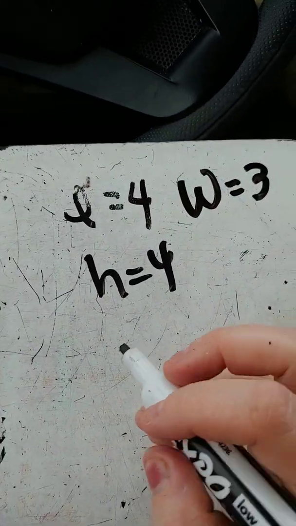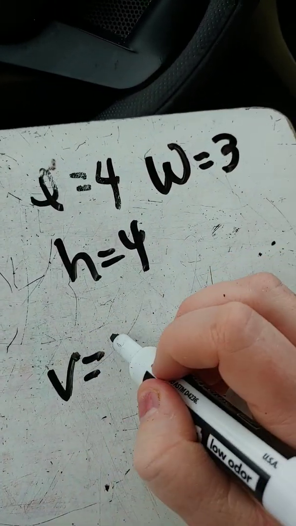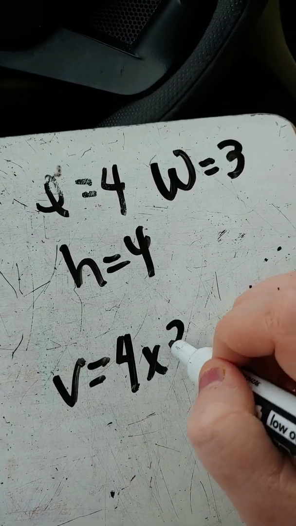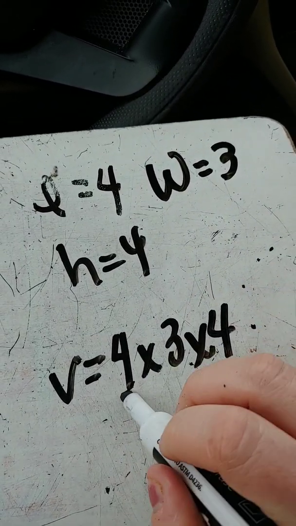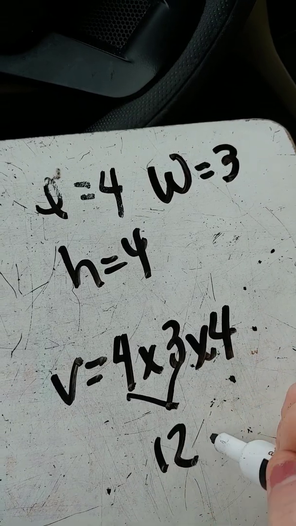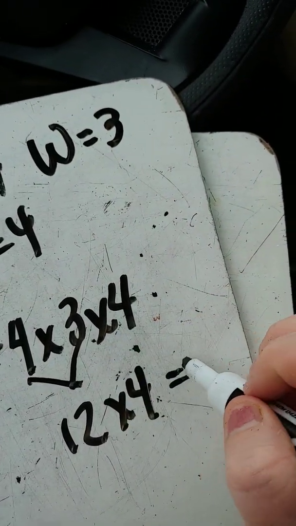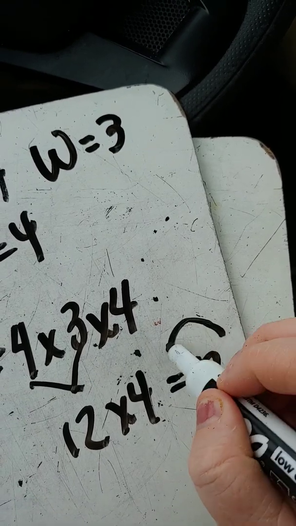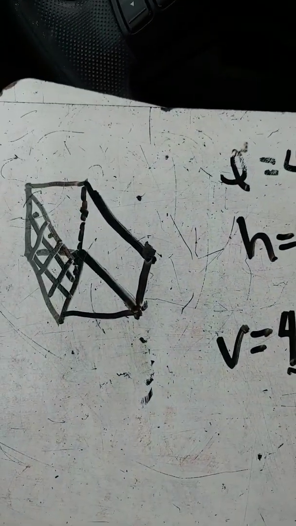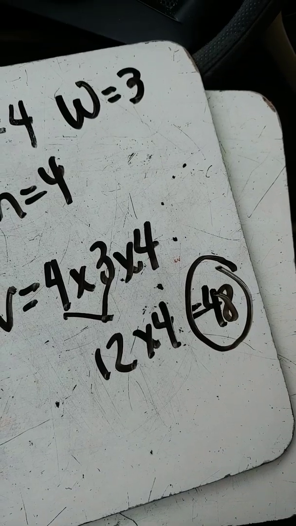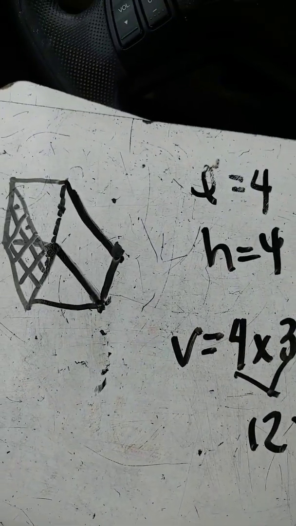Now for the volume, we need to multiply 4 times 3 times 4. 4 times 3 is 12. 12 times 4 is 48. The volume for this three-dimensional prism is 48. Okay, so I hope that helps.